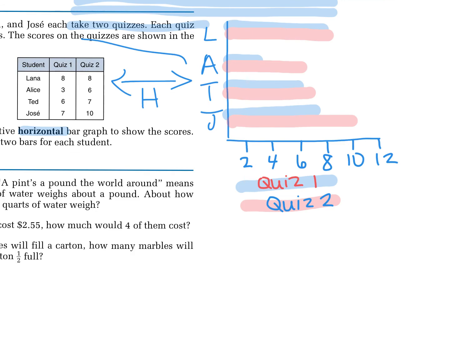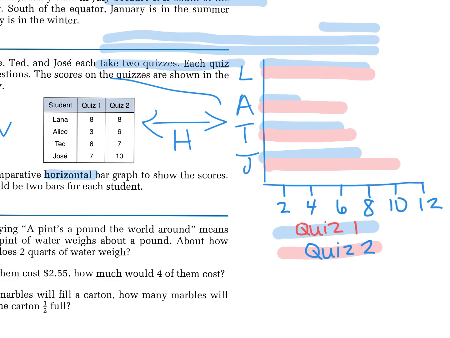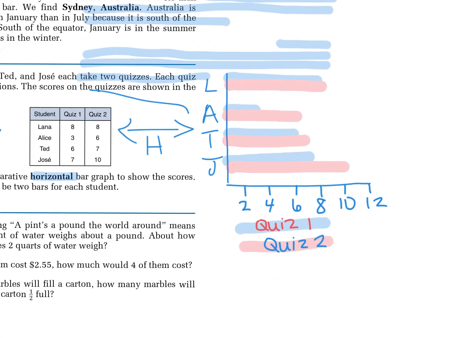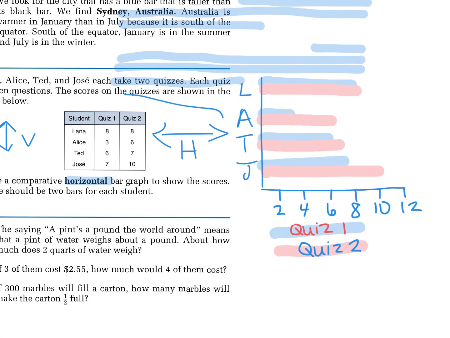Okay, here is the chart. Yours should look like that. Go ahead and make sure you're looking at the legend. The L stands for Lena, the A stands for Alice, T stands for Ted, and J stands for Jose. Make sure yours was horizontal. The last one in the sample was vertical, up and down, and ours should have been horizontal. So if yours looks similar to mine, great job. You may move on to your mixed practice.